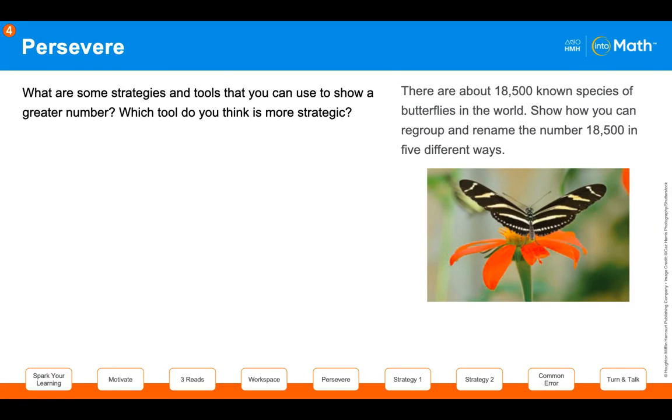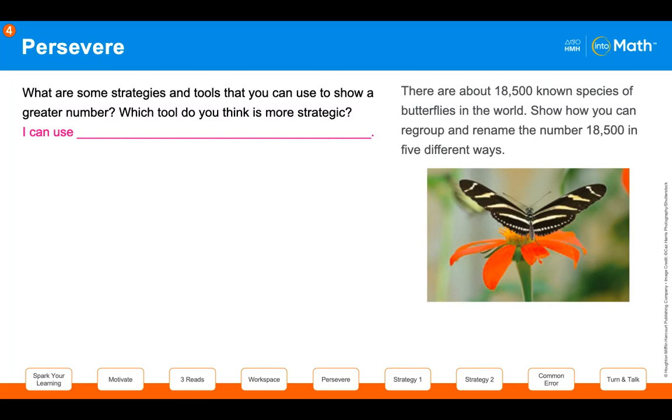So let's take a closer look at some of the strategies and tools that we might use to represent this number, because this is a larger number. This is a 5-digit number. Which tools do you think could be the most strategic, meaning they will save us time and they're really the best one to use in this situation?